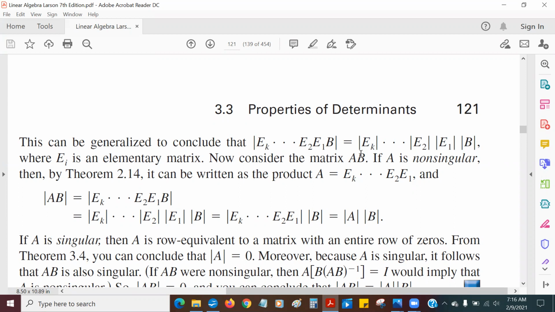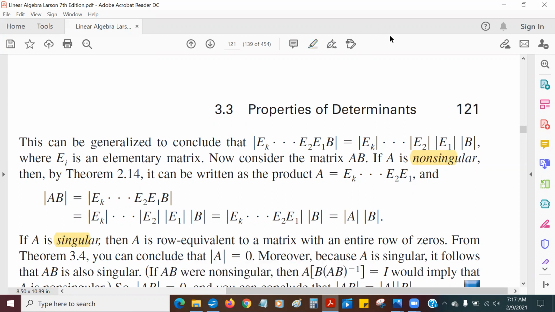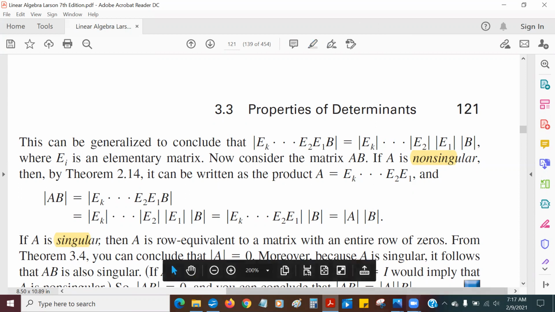Now we're finally able to start the proof. There are two cases we have to consider. Case 1 is when A is non-singular, and case 2 is when A is singular. So we're going to do case one first. If A is non-singular, and non-singular means it has an inverse, then by Theorem 2.14, A can be written as the product of a bunch of elementary matrices.